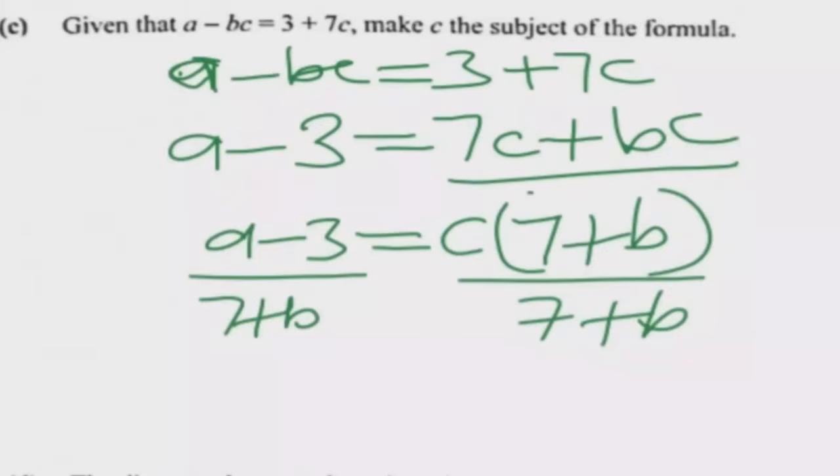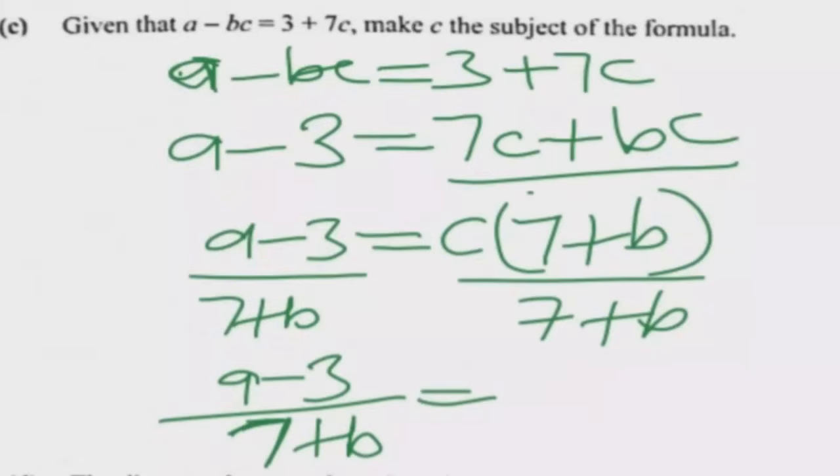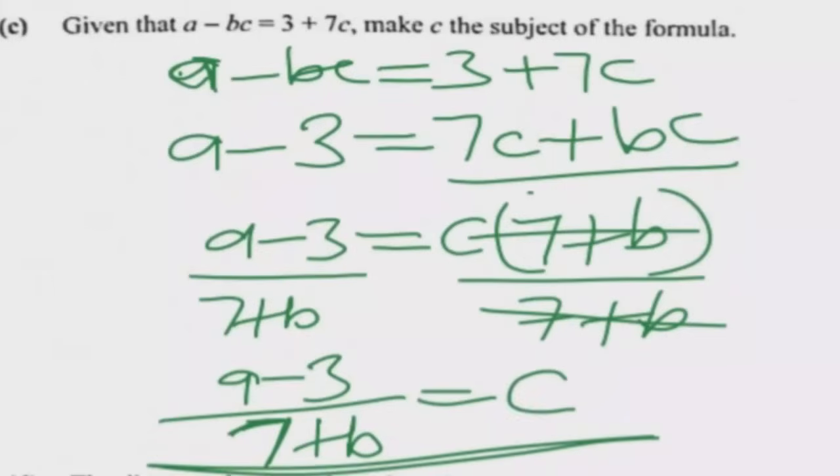So now we can write A minus 3 over 7 plus B is equal to C. What will happen is the 7 plus B below will be cancelled and the 7 plus B on top will be cancelled, leaving us with C. Like this, we have made C the subject of the formula.